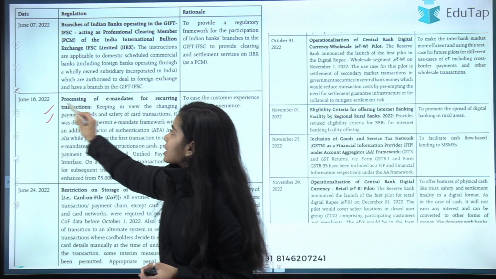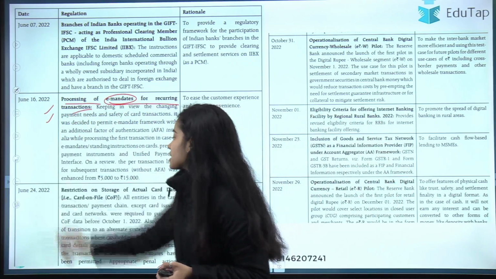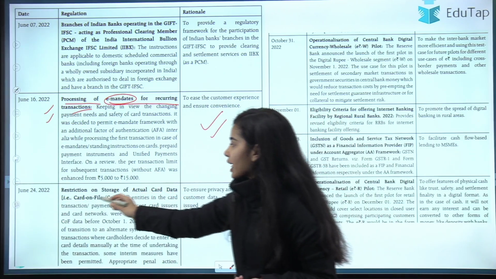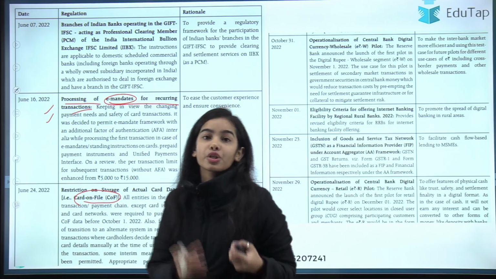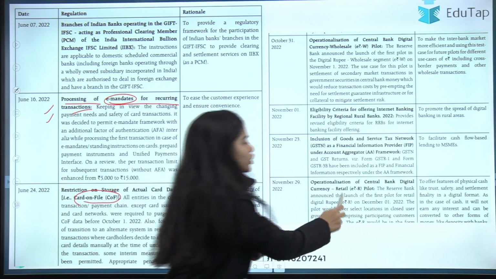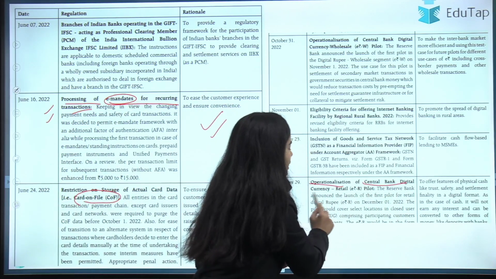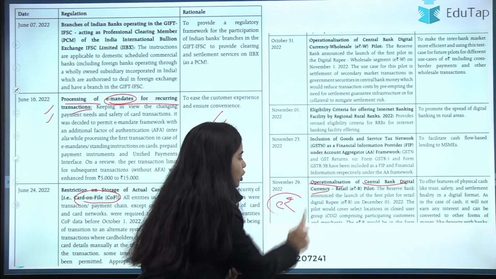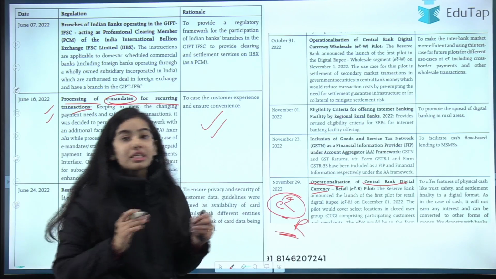We have already discussed the e-mandates for recurring transactions, the tokenization, the card on file, the tokenization of the data. We have discussed most of this, including the operationalization of the central bank digital currency: the e-rupee has been launched in the retail segment. So most of this we have discussed.